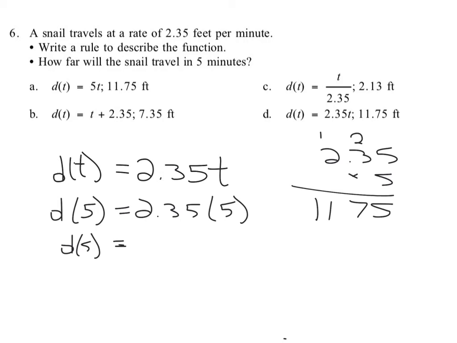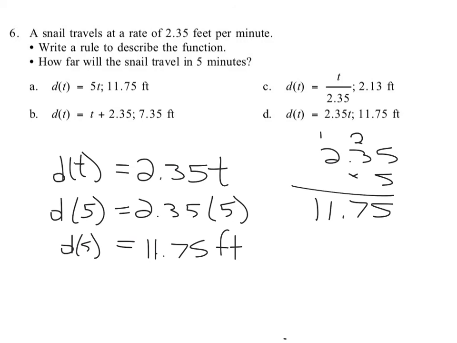And how do I know where to put the decimal? Because in the entire problem there are 2 digits behind the decimal. There are none in this number, and there are 2 here, for a total of 2. So we then place the point right there. And we say d of 5 is 11.75 what? 11.75 feet. That's how far the snail is going to go in 5 minutes.